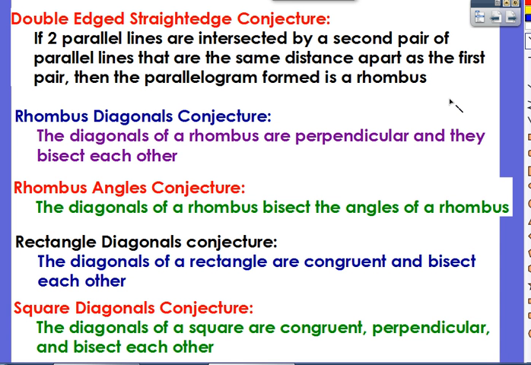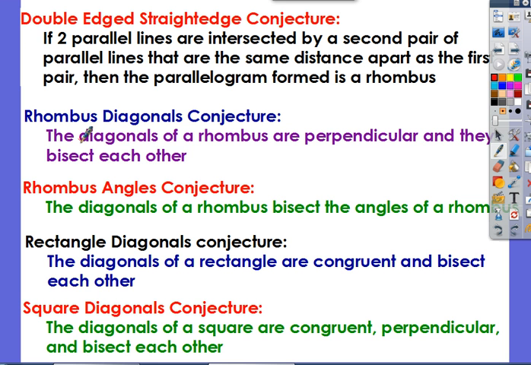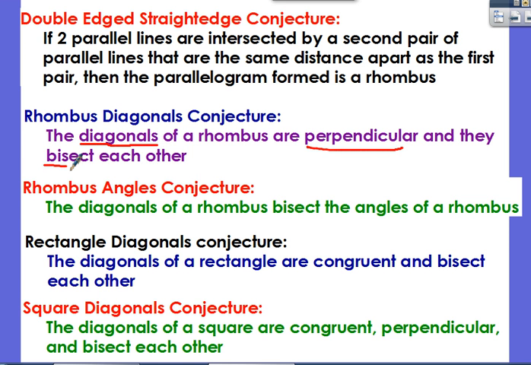Then you have the rhombus diagonals conjecture. It says the diagonals of a rhombus, and that's the key word, the diagonals of a rhombus are perpendicular and they bisect each other. So again, that's one of the questions up there, one of the things we do for the activity. It says diagonals are perpendicular or diagonals bisect each other, and for a rhombus, that is true. Rhombus angles conjecture: again, the diagonals of a rhombus bisect the angles of a rhombus. There's one up there that says the diagonals bisect the angles. Well, a rhombus is one of those.